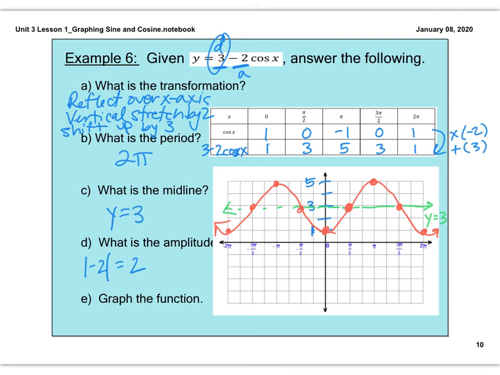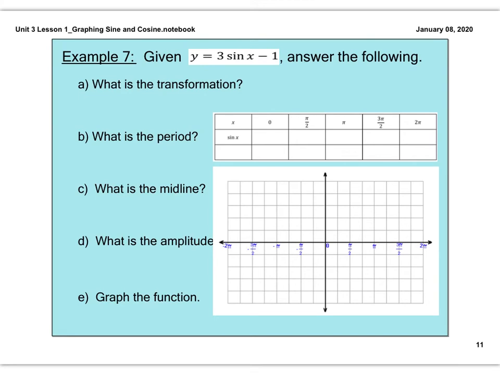Cool. Let's go to the next. So now I'm going to have you guys try one. So will you please pause the video, try this example, and then when you're done, unpause the video and I'll go through it and you can see if you got it right. So go ahead, pause the video.